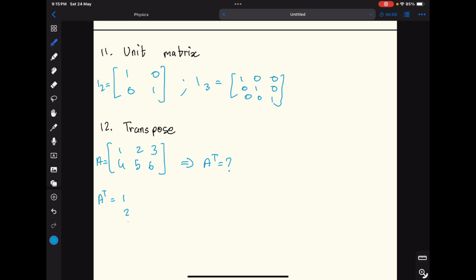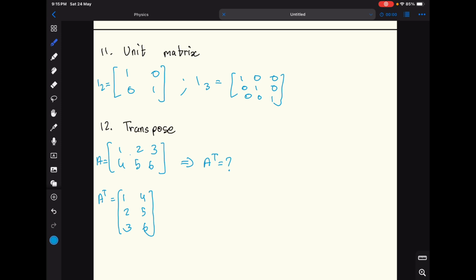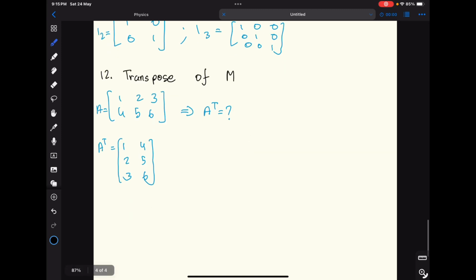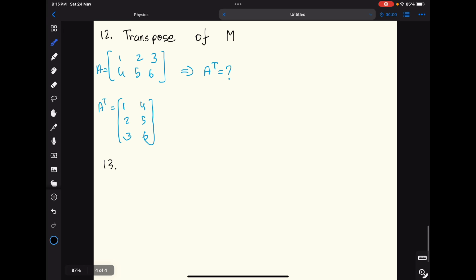1 2 3. This row is turned into a column. Again the second row, 4 5 6. Done. A transpose is equal to 1 4, 2 5, 3 6. Here we have just converted this row into a column and 4 5 6 into another column. Easy? Yes. Transpose of matrix. Next comes symmetric matrix and skew symmetric matrix.